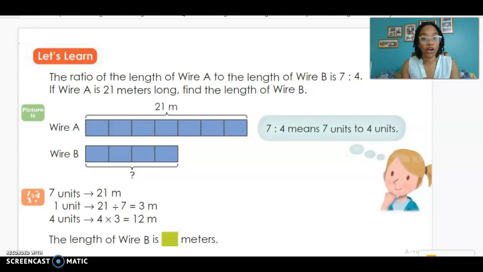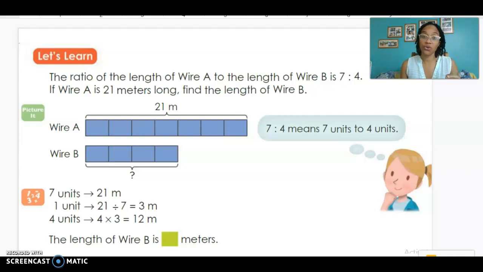Now, we have a bar model drawn for us already. We can see that wire A is much longer than wire B, and we see that the ratio 7 to 4 is represented with those boxes on our bar model. So if 7 units gives us 21 meters, in each of those little boxes, we must have 3 meters. Now we can get that through division or multiplication facts. 21 divided by 7 gives us 3. So each of those blue squares equals 3 meters. Well, wire B has 4 blue squares, which must mean that it has 12 meters in length. So the length of wire B is 12 meters.